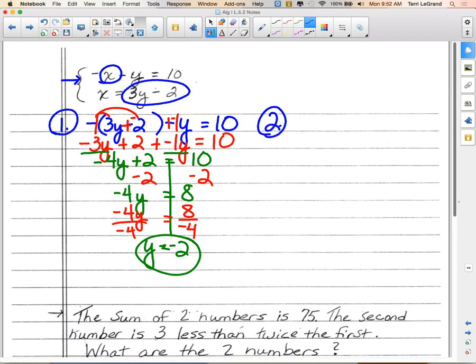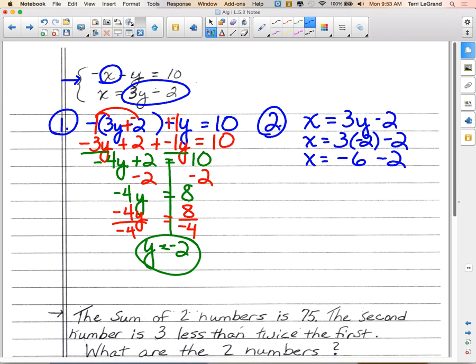Which one makes more sense to use in this situation? The bottom one, because it's x that we are trying to find anyway, so it says, here's how you can get x. Take 3 times the y value and subtract 2. So we're going to substitute our y value in and do exactly that. So x equals, what's 3 times a -2? -6. Subtract 2.